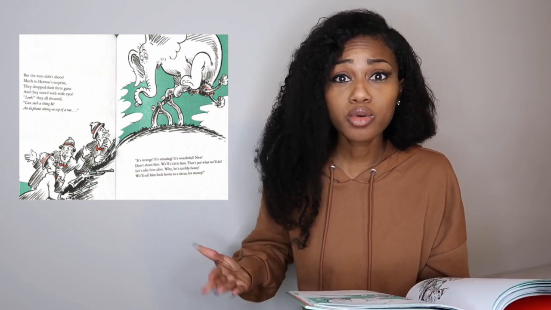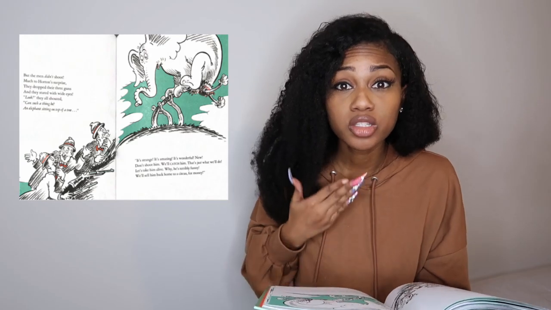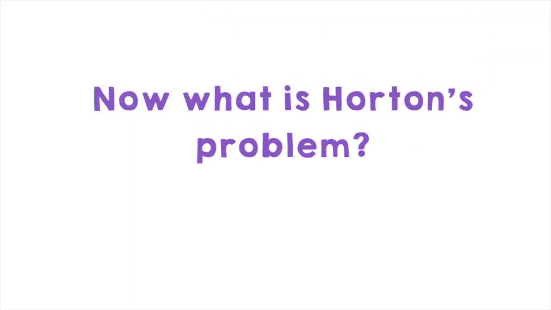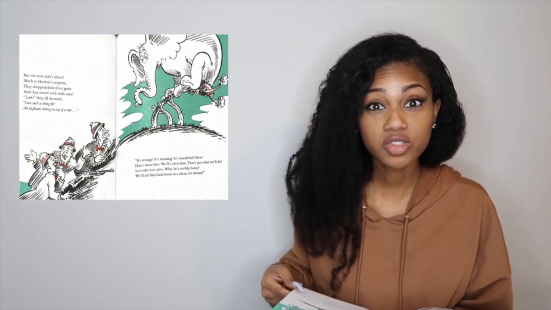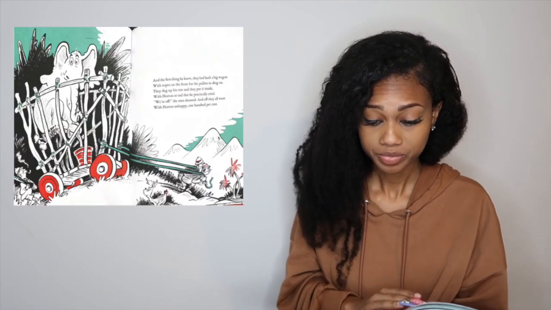Oh, wait a minute. If they sell him to a circus for money, his problems just keep growing and growing. I think this is another major part in the story. Now what is Horton's problem? The men are going to sell Horton to a circus. Oh, his problems have just gone bigger and bigger.